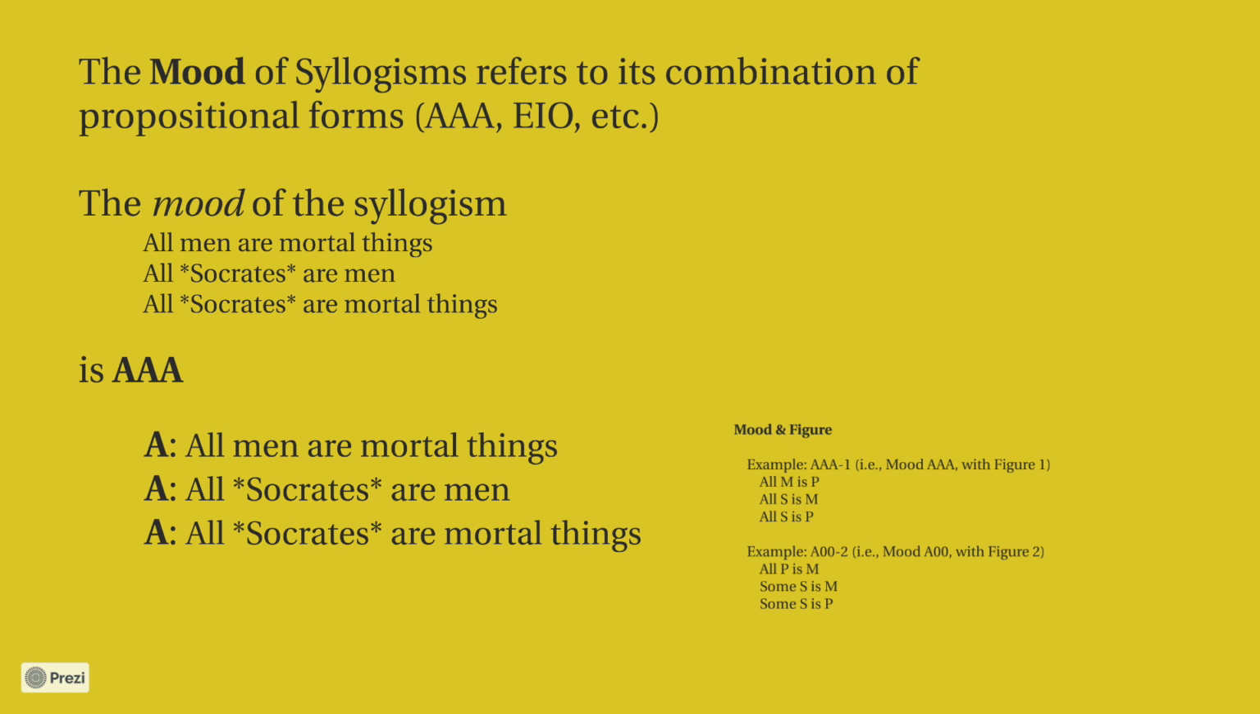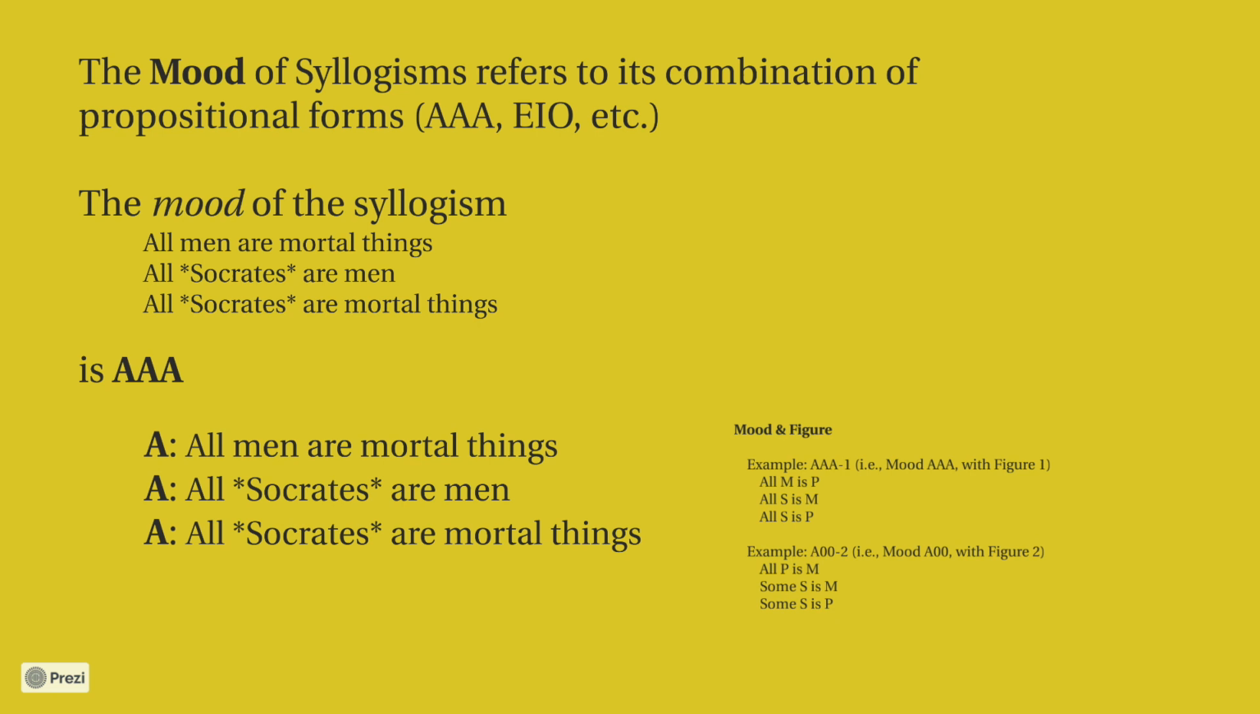We now understand that a proposition can come in one of four forms. We also understand that a syllogism has three parts. This means that each of these parts may be presented in a different AEIO phrasing. This unique phrasing is what is referred to as the mood. In the syllogism, all men are mortal things, all Socrates are men, all Socrates are mortal things. The mood of the syllogism is A. They all come in the form all S are P.